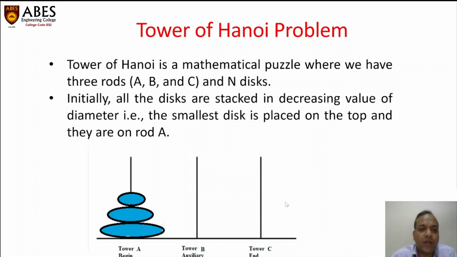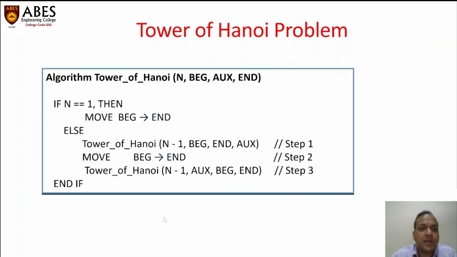So what we will do here is we transfer the first disk from tower A to tower C or begin to end. Then remaining N minus 1 disks we will transfer from tower A to tower B. Now finally what we will do? We will transfer the remaining disk from tower A to tower C. This is the algorithm for Tower of Hanoi problem.